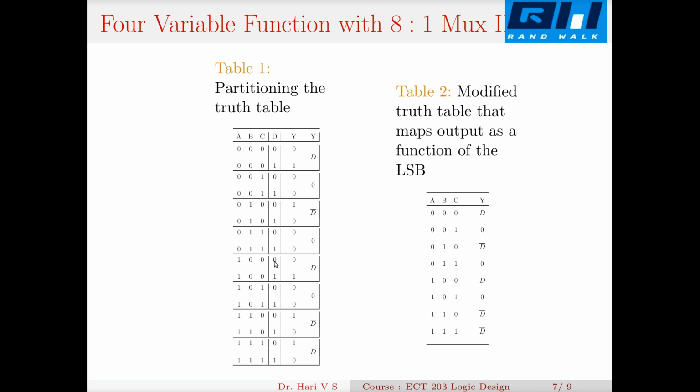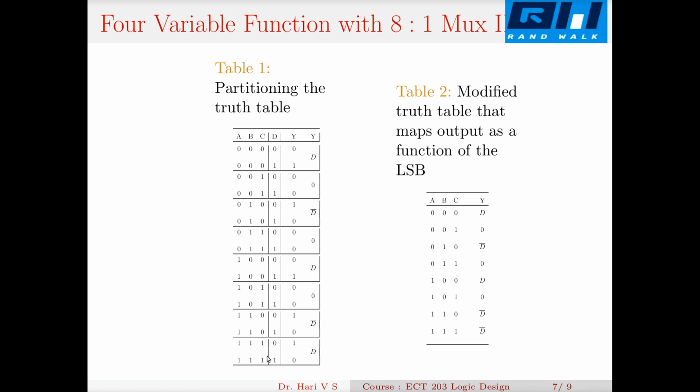Now if you come to 1, 0, 0, D is 0, 1 and Y is 0, 1, so Y is D. Then for 1, 0, 1, D is 0, 1 and Y is 0, 0, so Y is equal to 0. For 1, 1, 0, D is 0, 1 and Y is 1, 0, so Y is D complement. And for 1, 1, 1, it is again D complement: Y is 1, 0 and D is 0, 1, so Y is equal to D complement.